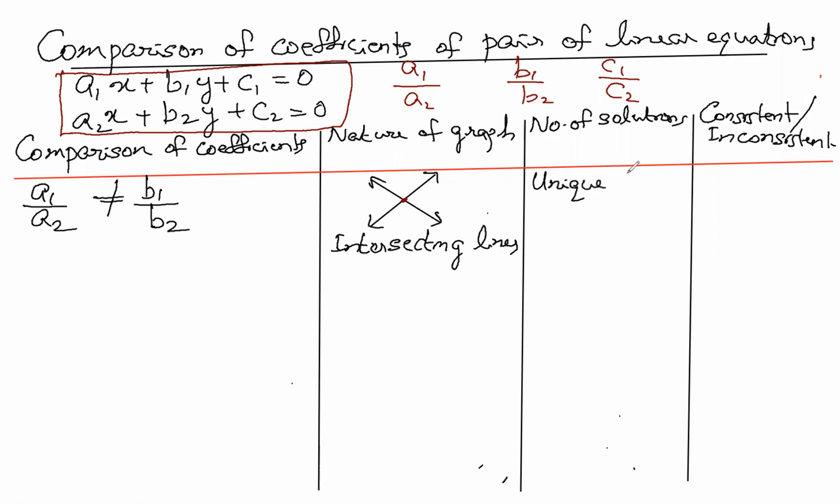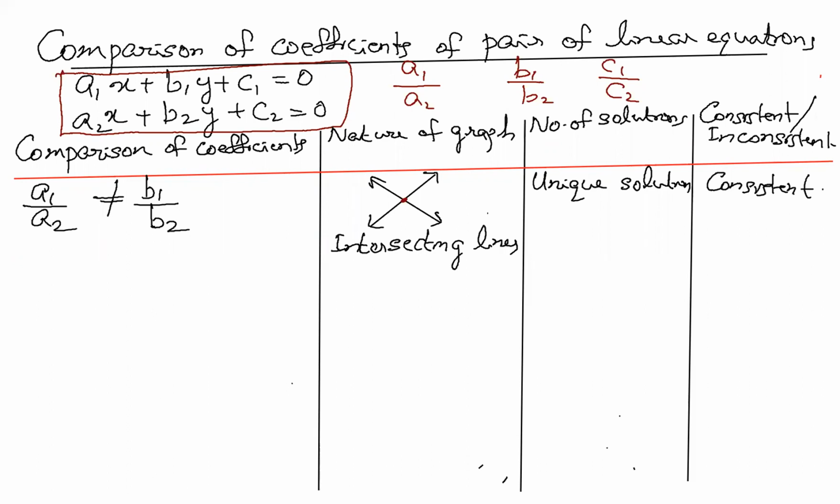Unique solution. So the number of solutions is unique or 1. Or 1 solution. If there is at least 1 solution, is it consistent or inconsistent? Consistent. Very good. If there is a solution, the equation is consistent. So in the last column we will write consistent.